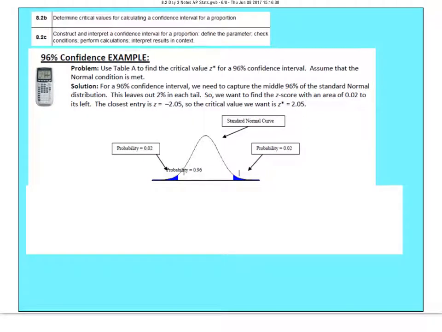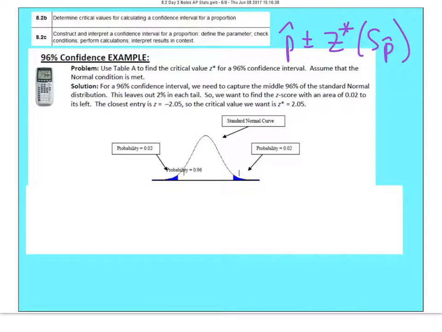Let's formally talk about 8.2b, which is computing the critical values for confidence intervals, and then we'll construct the confidence intervals from start to finish. Here they want us to construct a 96% confidence interval. Use table A, or we'll use the calculator to find the critical value for 96% confidence. Now keep in mind the formula we would have for the confidence interval is p hat plus or minus z star, that is a critical value, times the standard deviation of p hat.